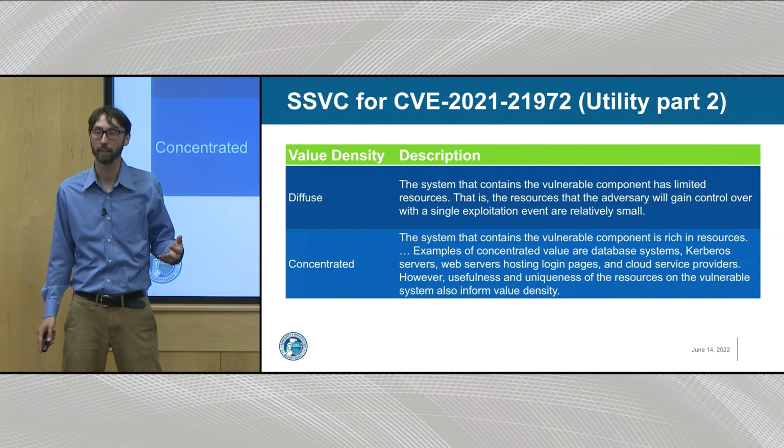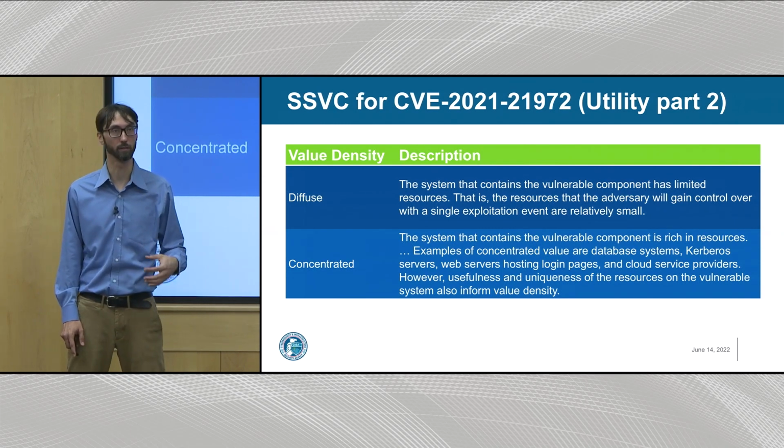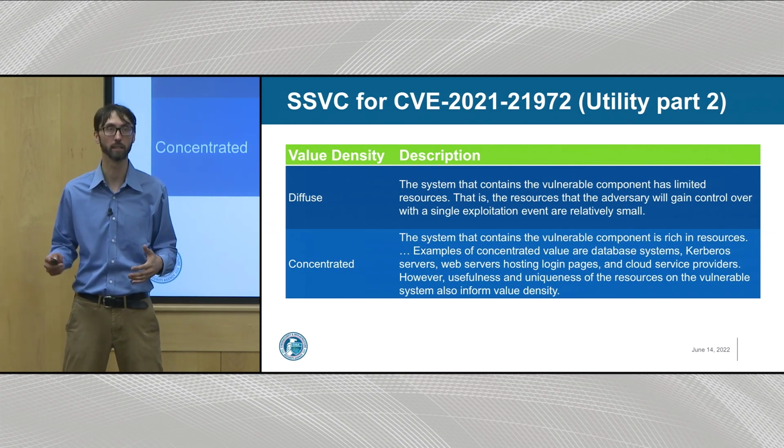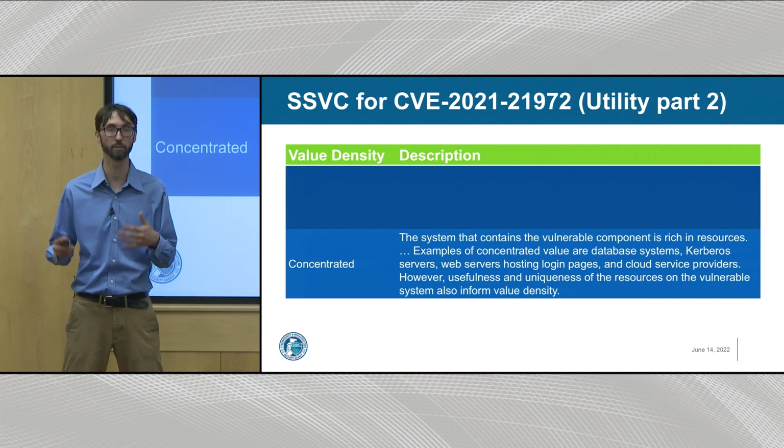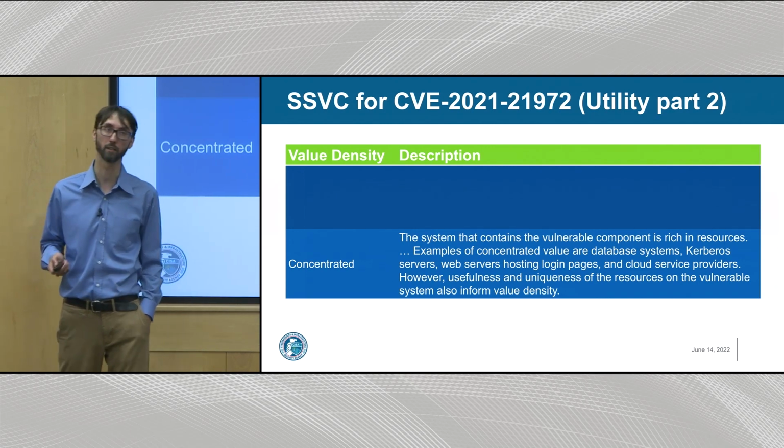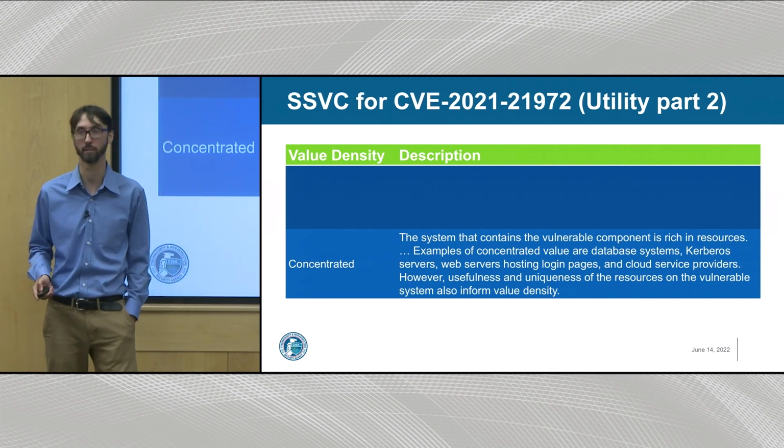Is the value to the attacker of a vSphere server diffuse or concentrated? Well, server sort of tells you the answer, right? It is a high-value target. It runs all of the other virtualization stuff. It is an important target, so the attackers are going to be interested in getting access to it.